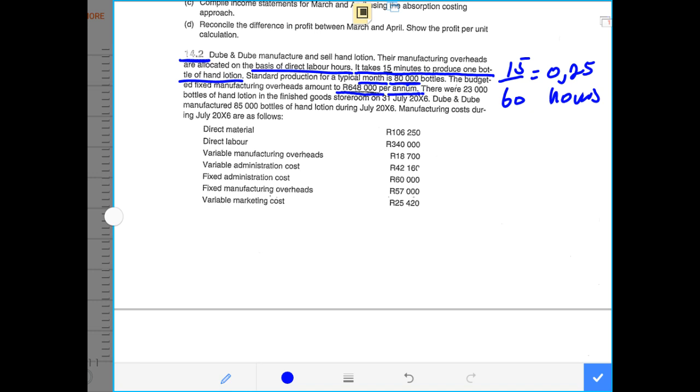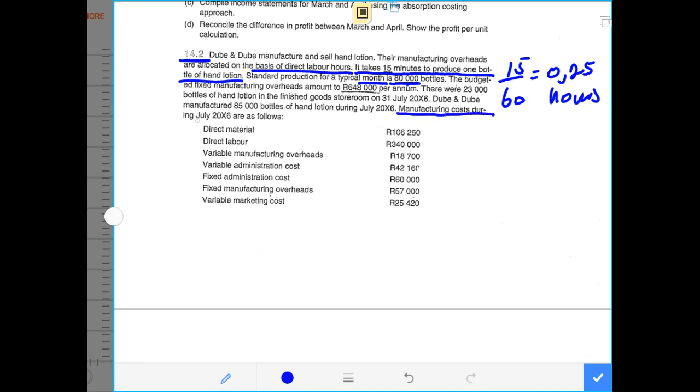Then it says that there were 23,000 bottles of hand lotion in the finished inventory storage on the 31st of July 2006. So now that will definitely be the closing inventory at the end of July 2006. And it says Dube and Dube manufactured 85,000 bottles of hand lotion during the month of July. So now that will be the production for the month of July.